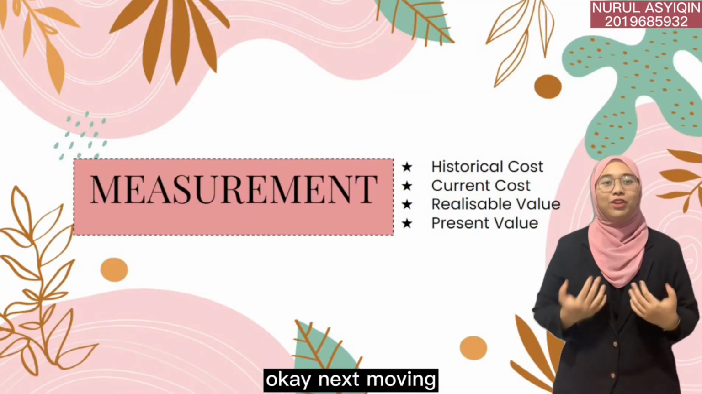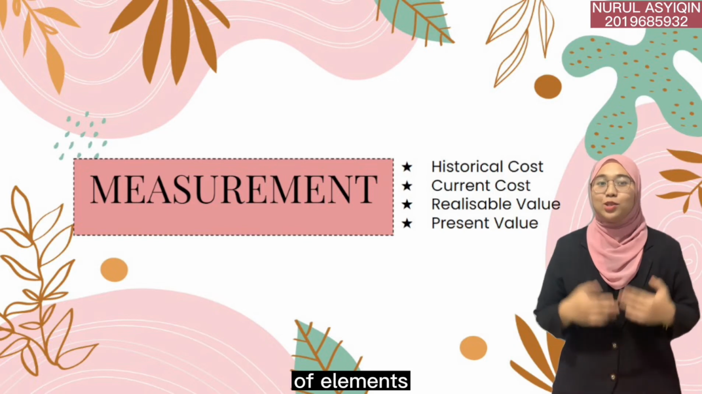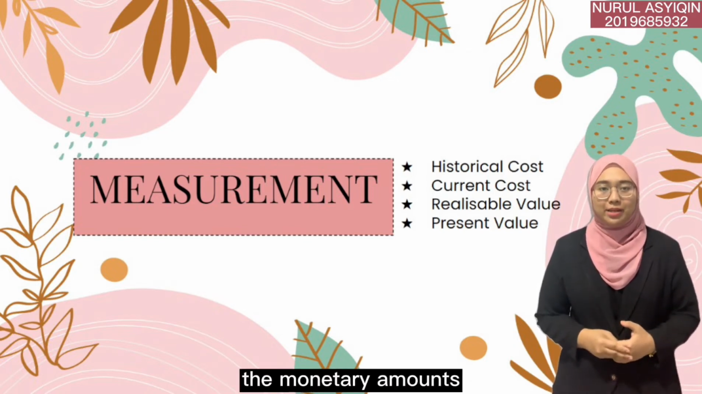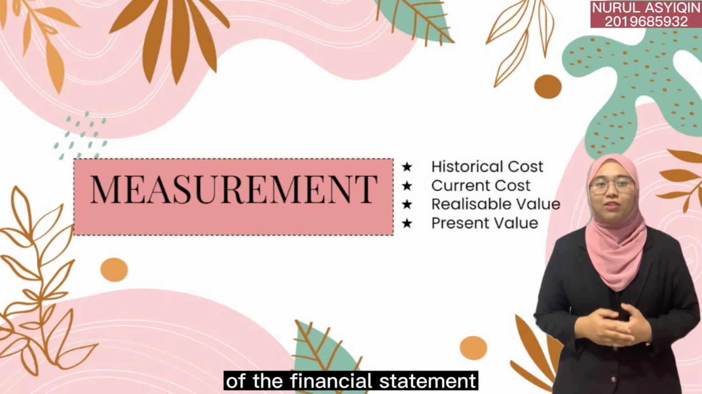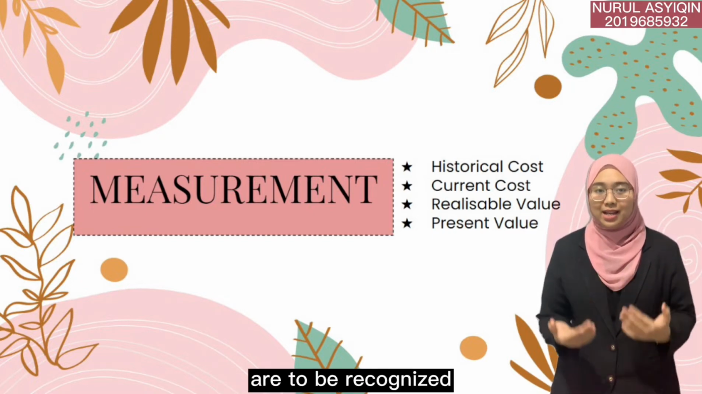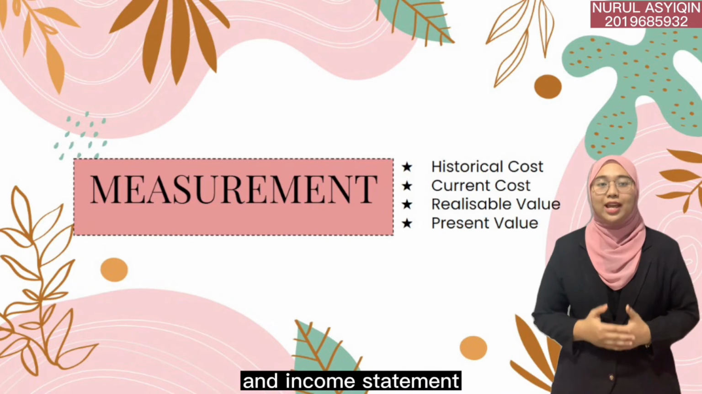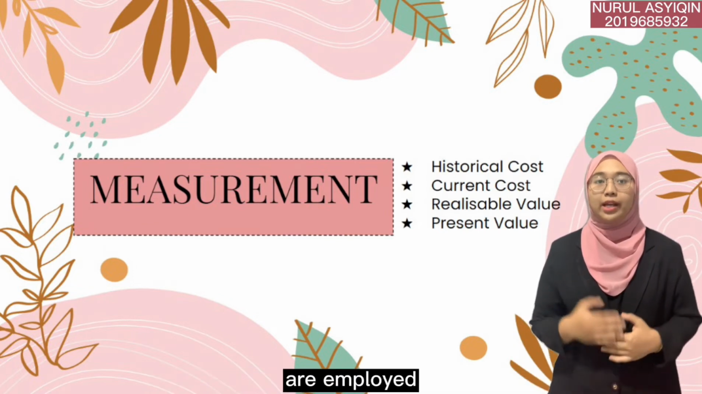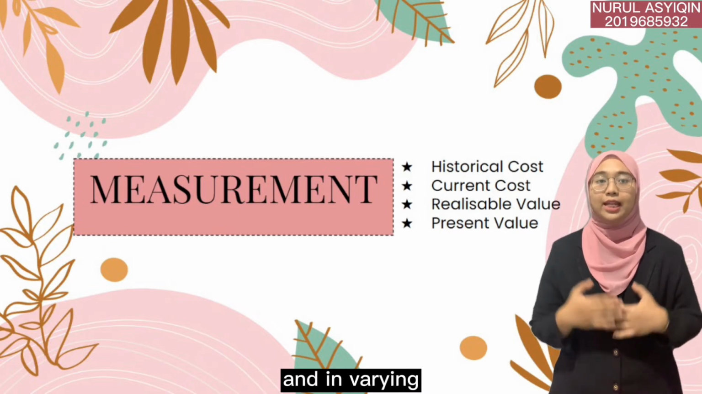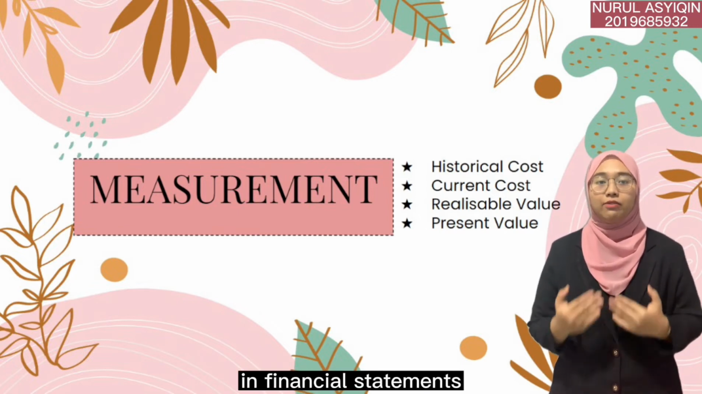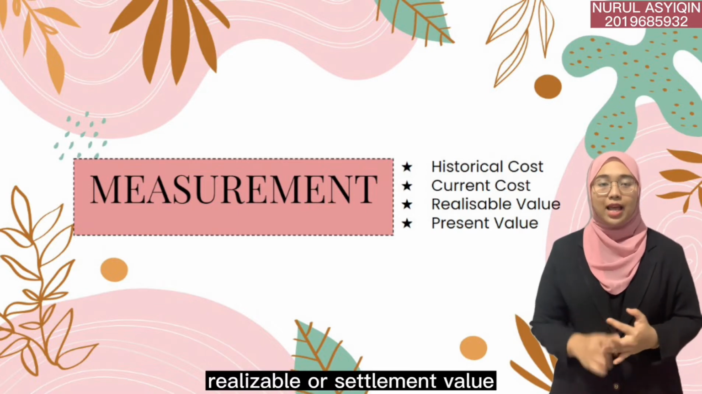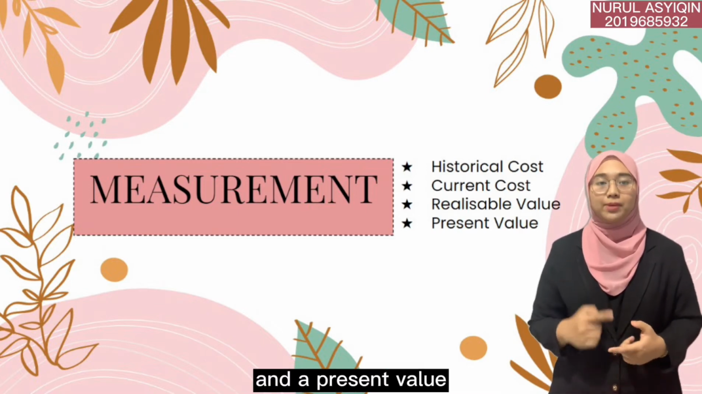Okay, next. Moving on to the measurement of elements. So what is measurement? It is the process of determining the monetary amounts at which the elements of the financial statement are to be recognized and carried in the balance sheet and income statement. A number of different measurement bases are employed to different degrees and in varying combination in financial statements, including historical cost, current cost, realizable or settlement value, and the present value.